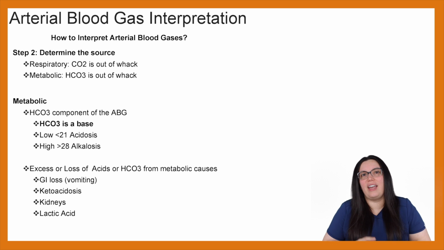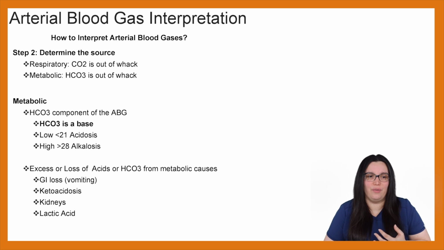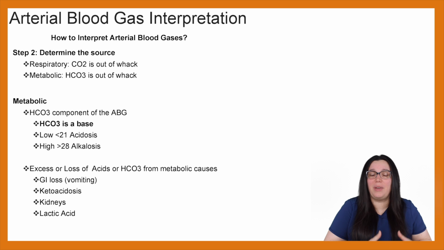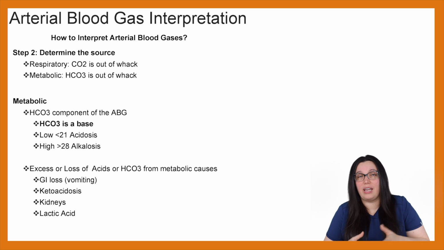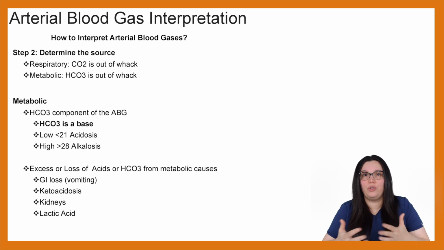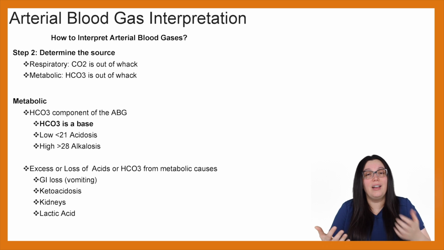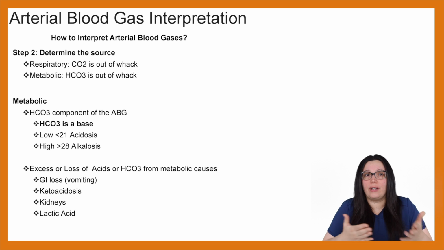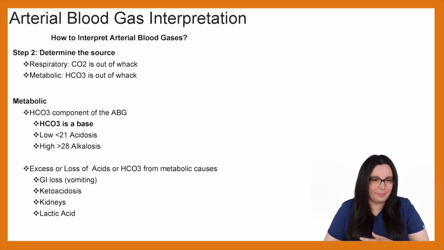Some examples of excess or loss of acids when it comes to HCO3 could be GI loss, when it comes to vomiting, and ketoacidosis. You're going to see this a lot in your diabetic ketoacidosis patients. If you haven't watched that video yet, it's really a great video and gives you an overall picture of what these diabetic ketoacidosis patients look like. So make sure that you check that out up here in the corner.